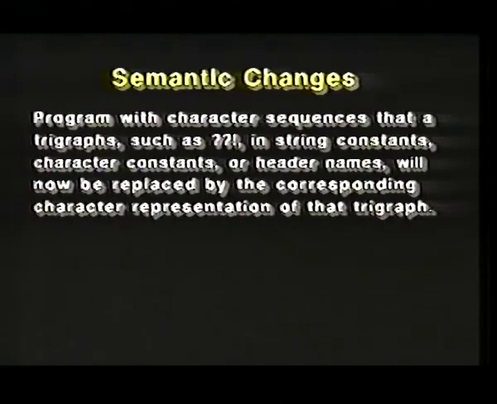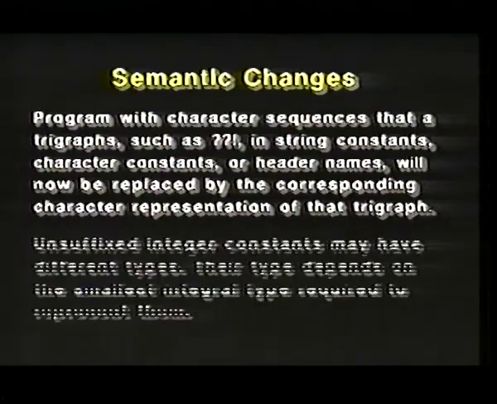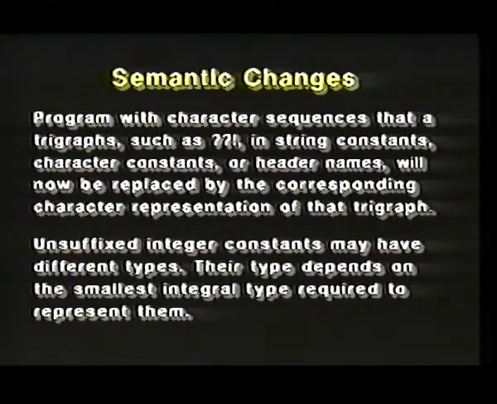Okay, one of the things they added in ANSI C is a sequence called trigraphs, which I did not mention before. It's probably something most people won't run into, but it's a character sequence starting off with two question marks. There are about a dozen trigraphs listed in the ANSI manual. These will be interpreted in string constants, character constants, and header names, and will be replaced by the corresponding symbol.